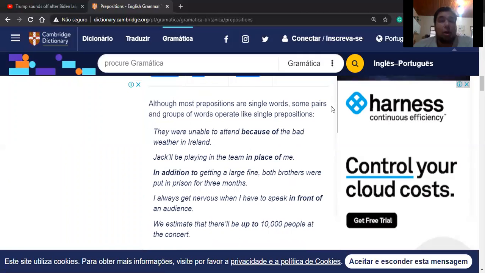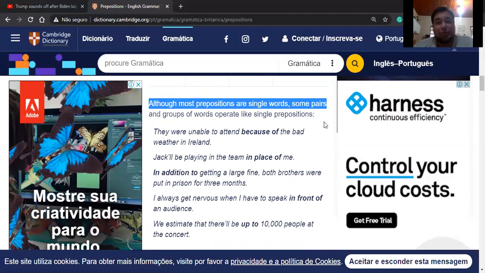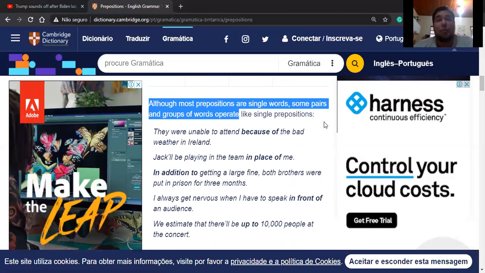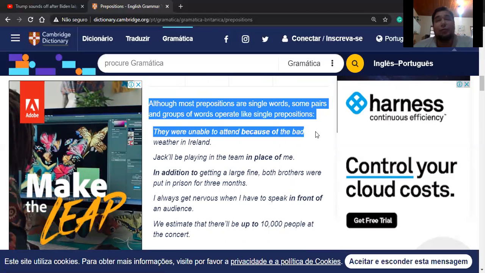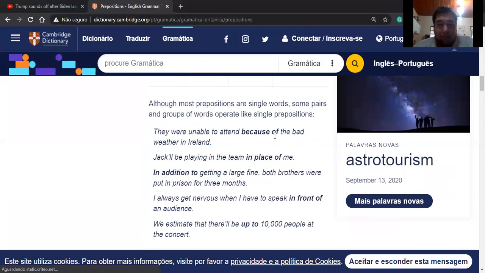Although most prepositions are single words, some pairs and groups of words operate like single prepositions. They were unable to attend because of the bad weather in Ireland. You can see because of is the prepositional words in this phrase. Because of, on account of.